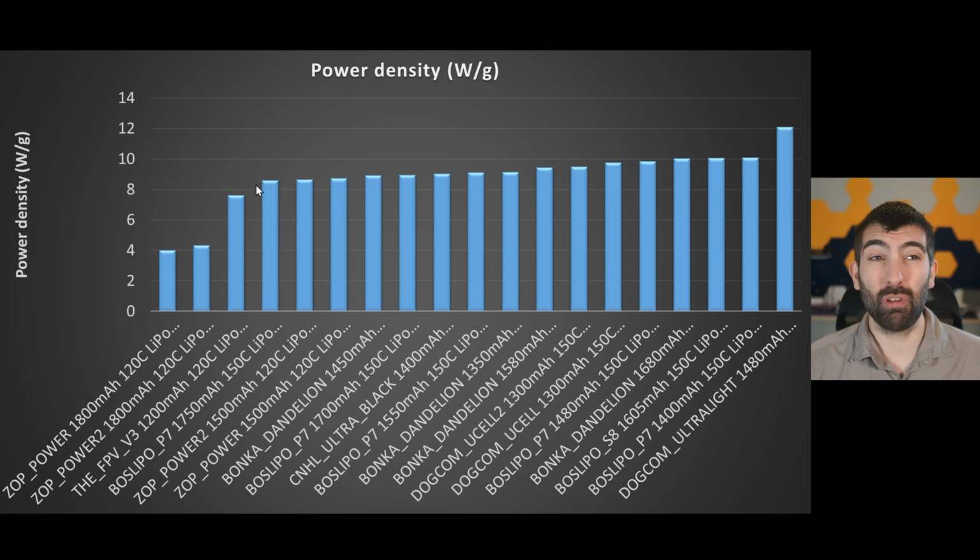The VFPV V3 is also struggling. I mean, 7.5 watts per gram is a little bit lower than I'd like to see. Hopefully they can bring that up in future versions. And the ZOP-POWER 1500s are just above 8, but they're still struggling on this test. Anything 10 or higher is a firm recommend for me, with 12 being state of the art.